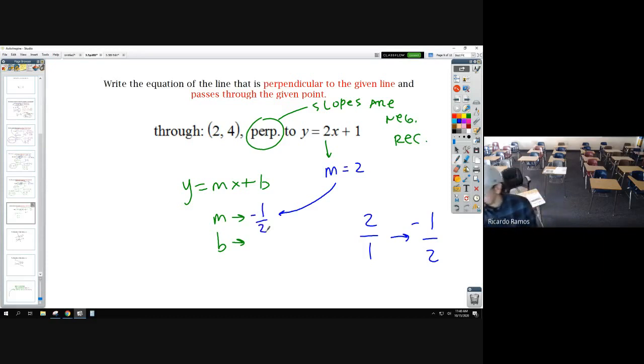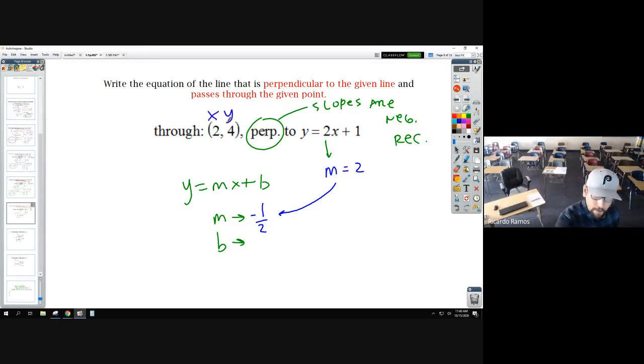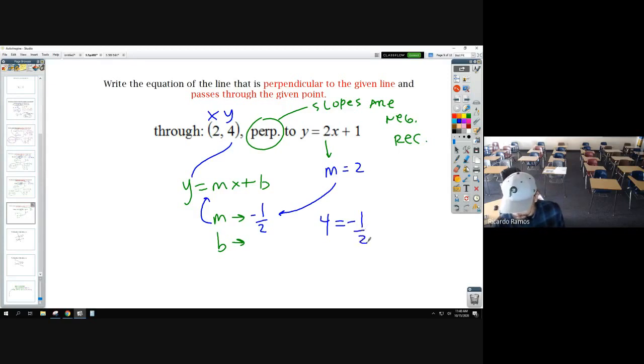Okay? Again, don't let that fraction scare you, okay? Yeah, Genesis, just keep at it, all right? I got an x and a y my line goes through, so plug the 4 for y there. Slope is negative 1/2 times x, which is 2. Plus b.